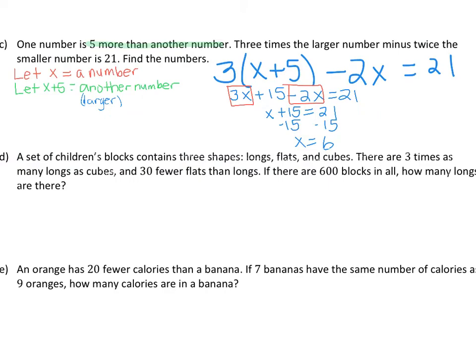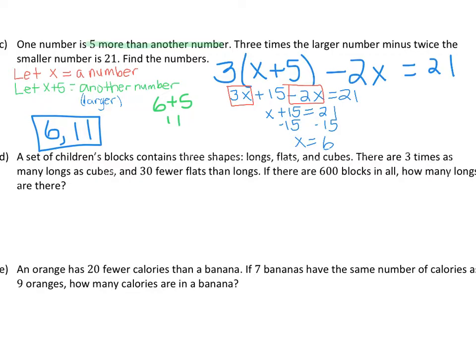So x is our smaller number, so 6 is the smaller number. To get the larger, what we're going to do is take our 6 and add it to the 5 to get 11. So our two numbers are 6 and 11.